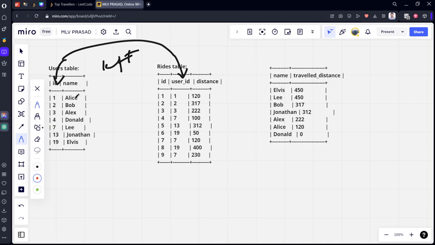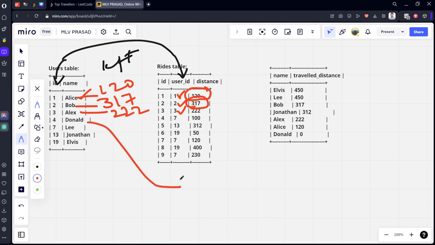Now what is the ID here? 1 is Alice. Has he traveled again? Okay, there is only one. So Alice has traveled only one time, with a distance of 120. Next, 2 is Bob. He has traveled only once, with a distance of 317. Next, 3 is Alex. Only once he has also traveled, and 222 is the total distance. 4 is Donald. There is no relationship between these two tables, so it is null.